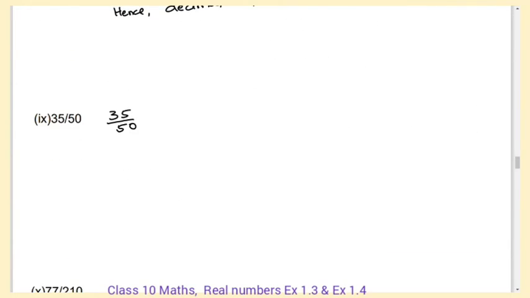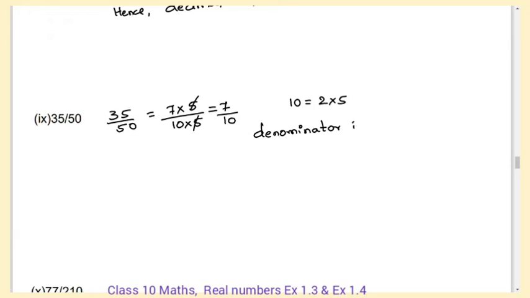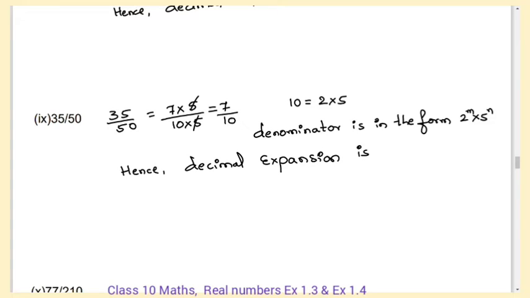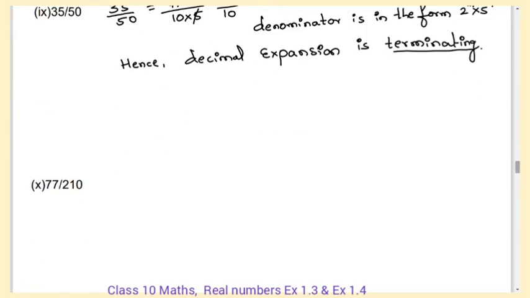Now 35 by 50. Write down 35 as 7 into 5, and 50 as 10 into 5. The 5 gets cancelled. Now we have 7 by 10. The denominator 10 can be written as 2 into 5. Here the denominator is in the form of 2 raised to m into 5 raised to n. So hence the decimal expansion of 35 by 50 is what? It is terminating.